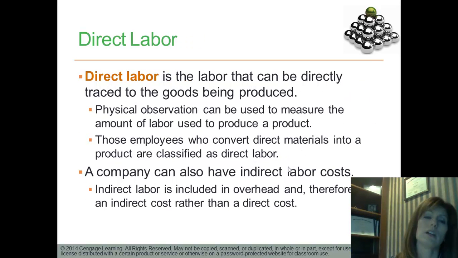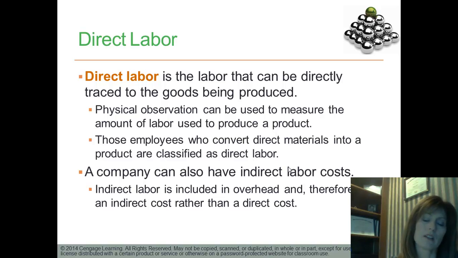Direct labor, we can directly tie to the goods being produced, so we know how many hours somebody spends specifically producing that product. So for the car, we can see the assembly people working on it. So we can physically observe it and measure it. We also may have indirect labor.